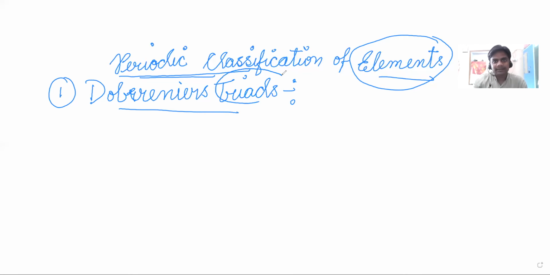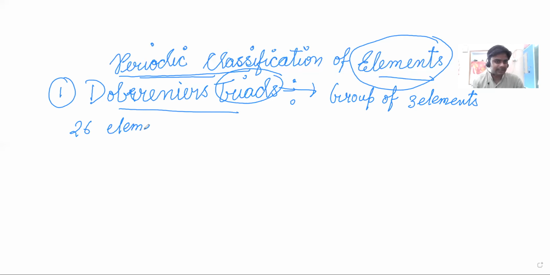Triad means a group of three elements. When Dobereiner gave his concept, 26 elements had been discovered, but he was not able to arrange all 26 elements. He was able to make only three triads, where one triad has three elements, so he could arrange only 9 elements in the triads at that time.